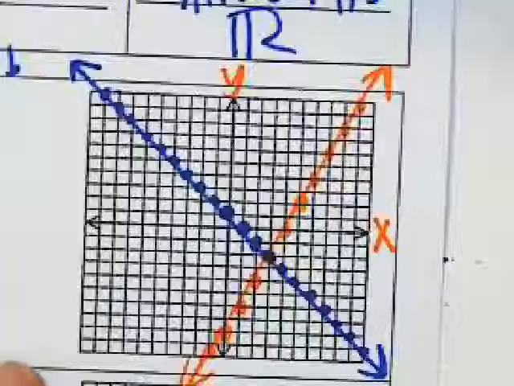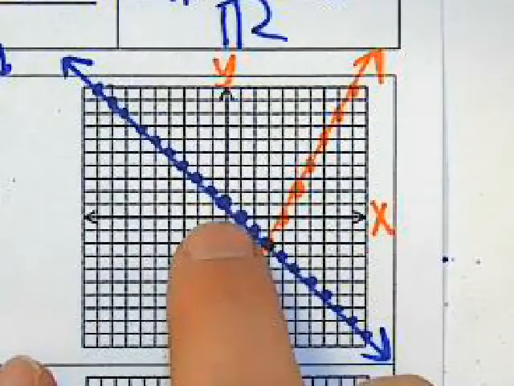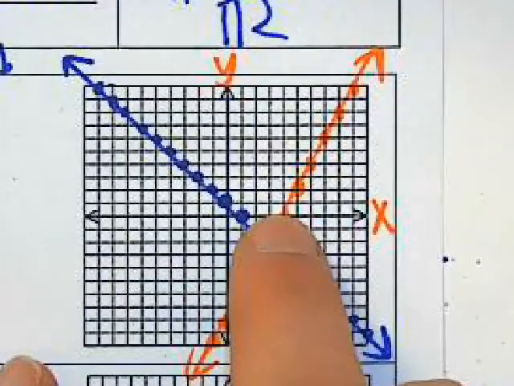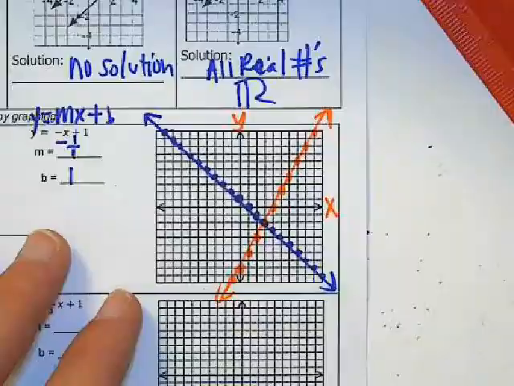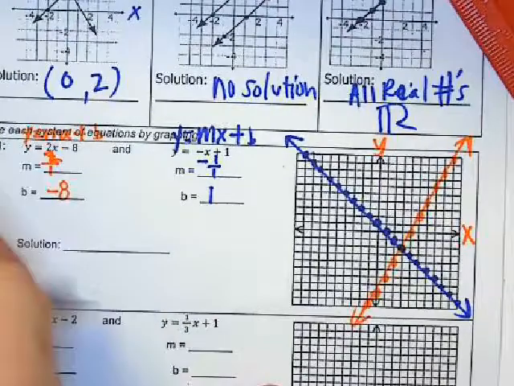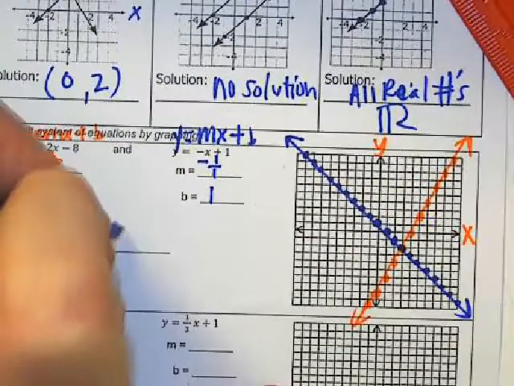So, let's zoom in. This is positive 1, 2, 3, down 1, 2. Okay, so where they cross is positive 3, negative 2.